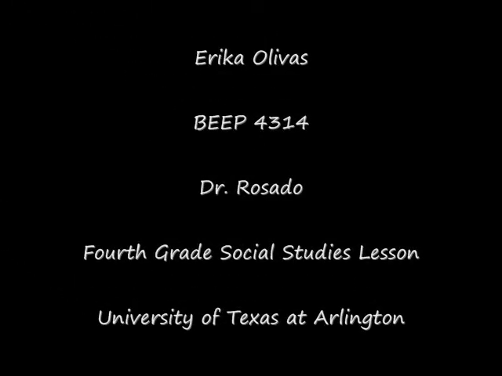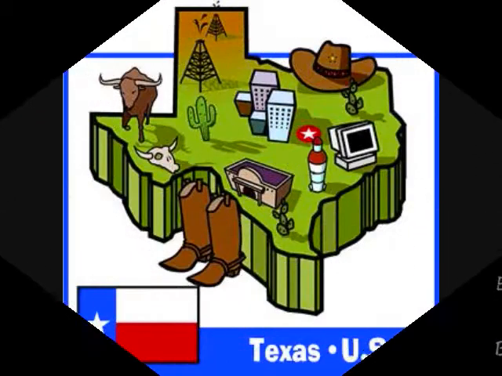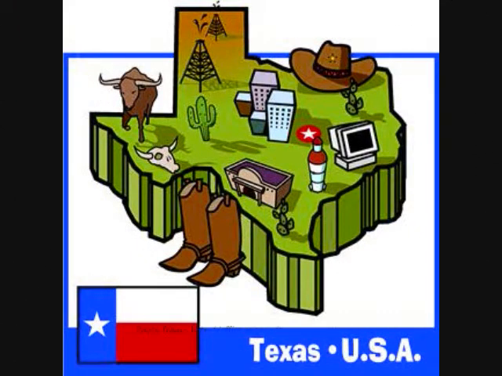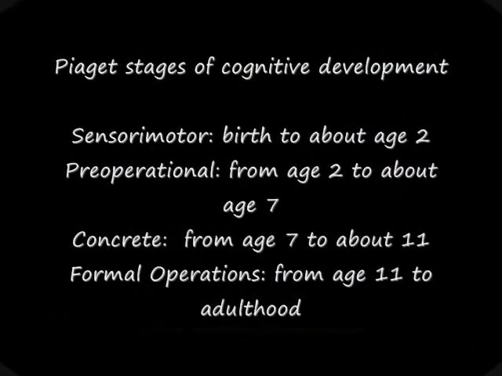My name is Erica Olivas, and today I will be doing a social studies lesson in 4th grade. In this lesson, I will be teaching about the Texas 4 regions and their physical characteristics. According to Piaget, at this stage, children are at the concrete operational stage. Students at this age are looking for clarification of facts. They want to know why things happen the way they do.